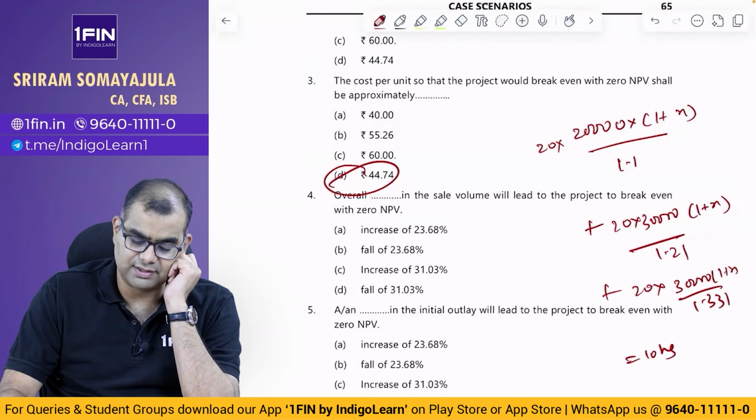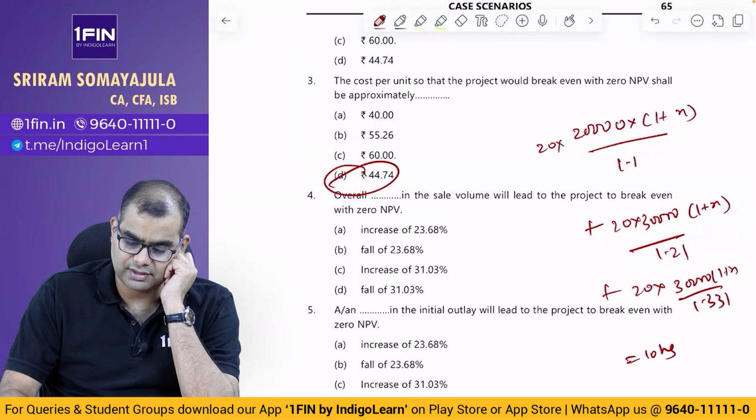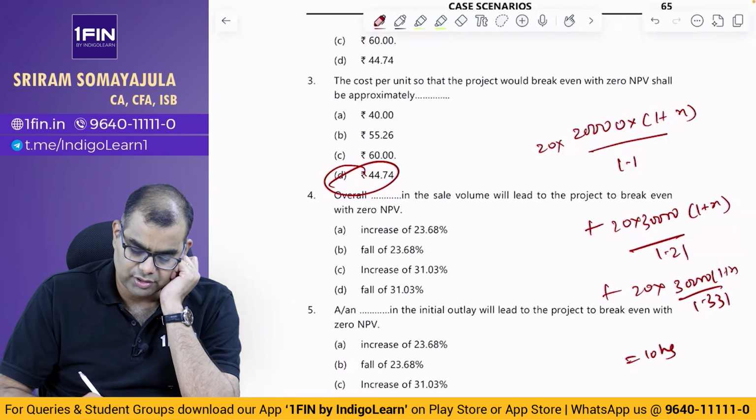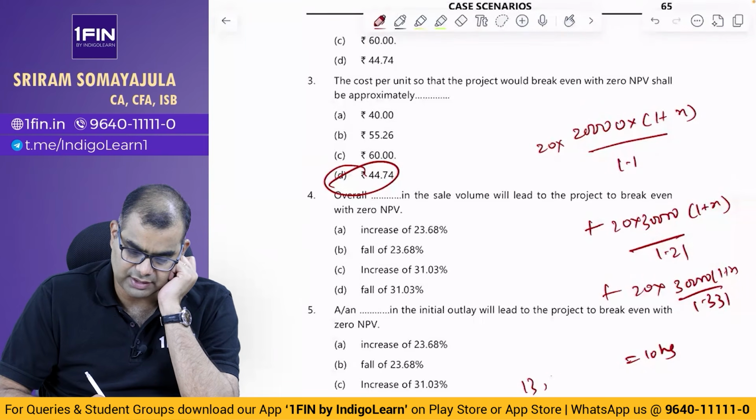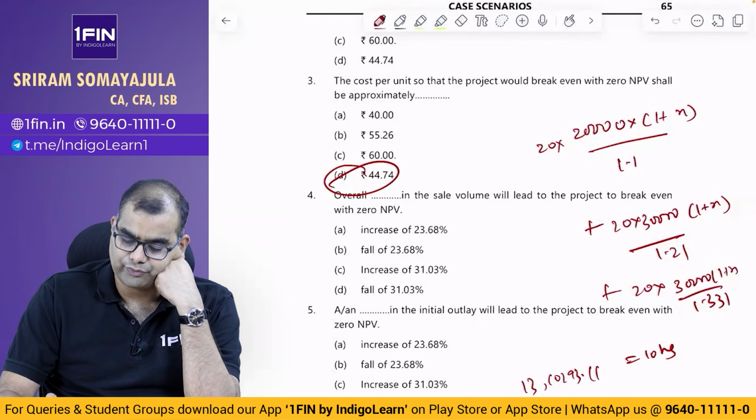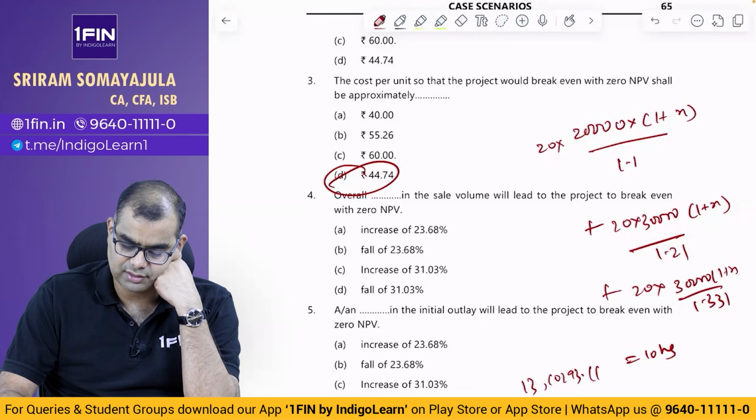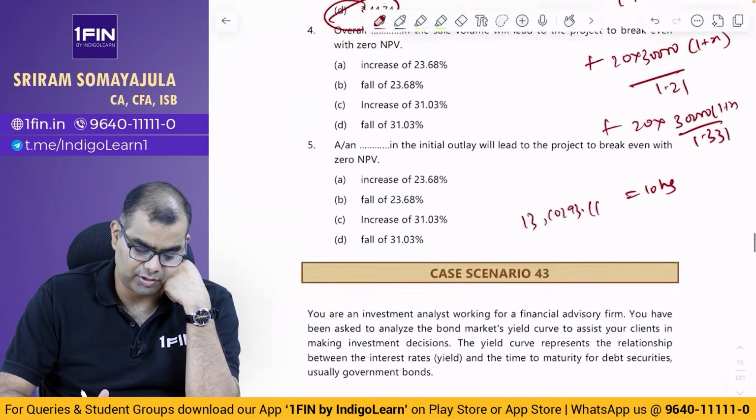Initial cash outflow is 10 lakhs, right? So 4 lakhs divided by 1.1, plus 6 lakhs divided by 1.21, plus 6 lakhs divided by 1.331. You get 13 lakhs 10,293 into how much? How much should it reduce? Minus 10 lakhs divided by 13 lakhs 10,293.11. It should reduce by 23.68%.